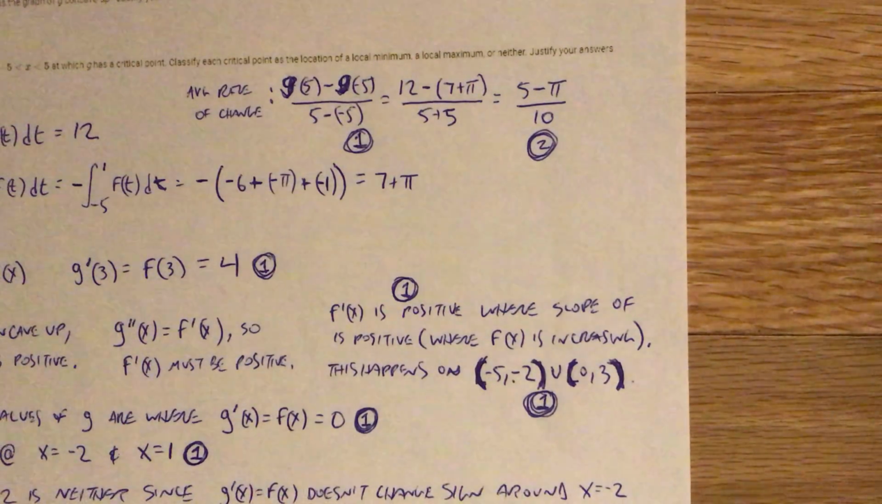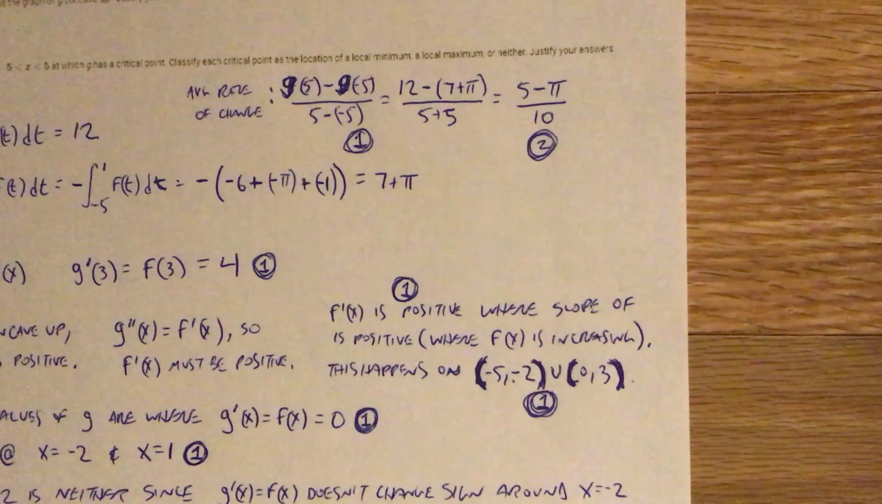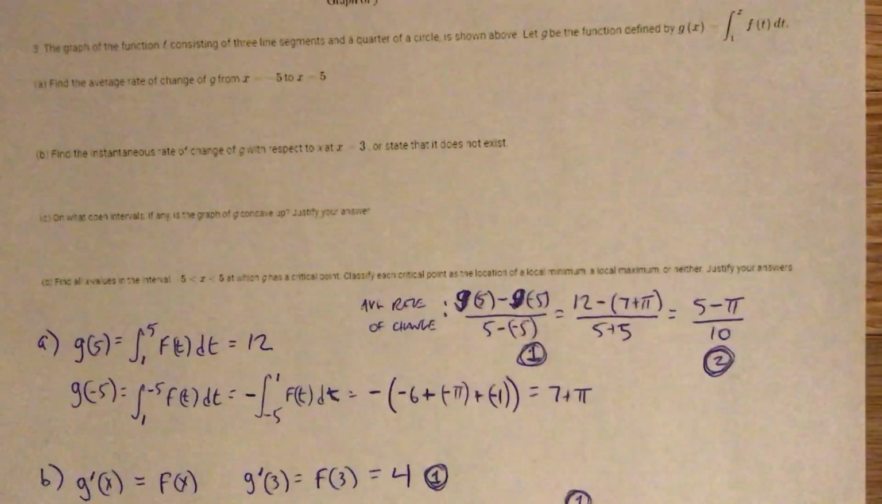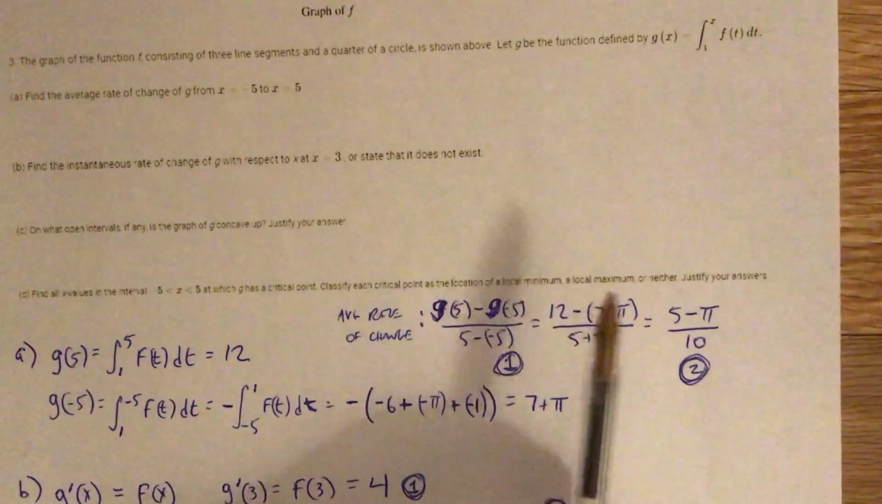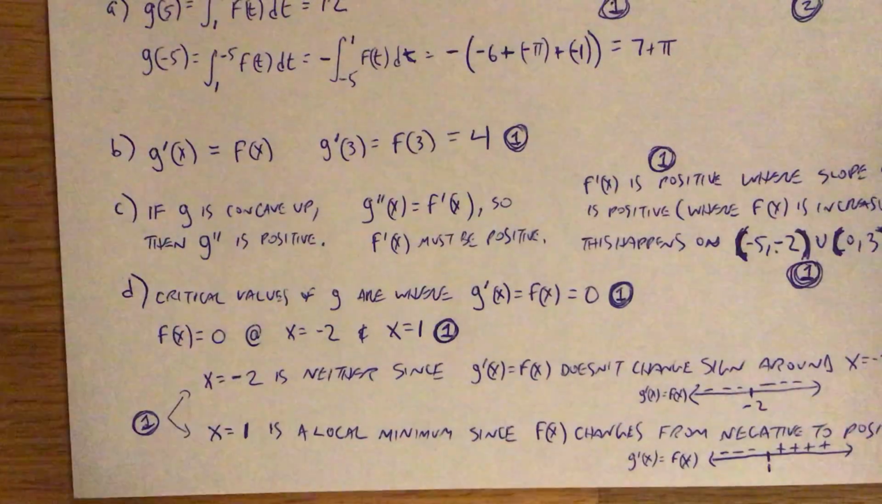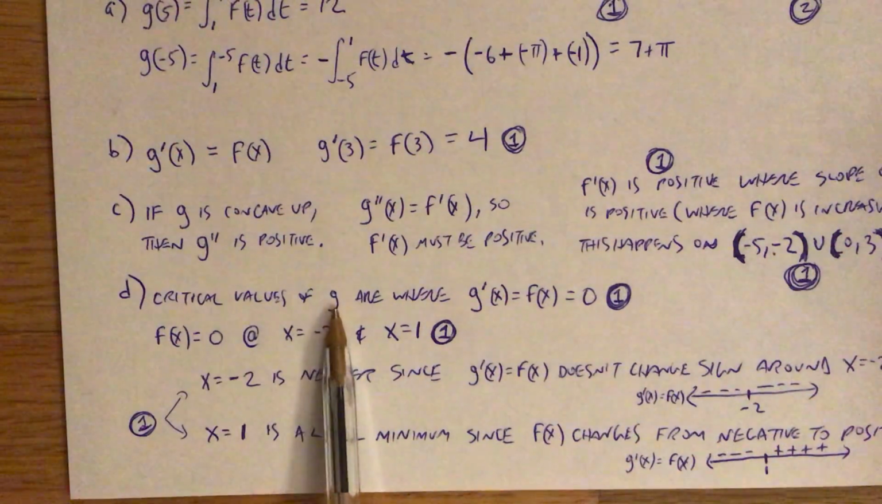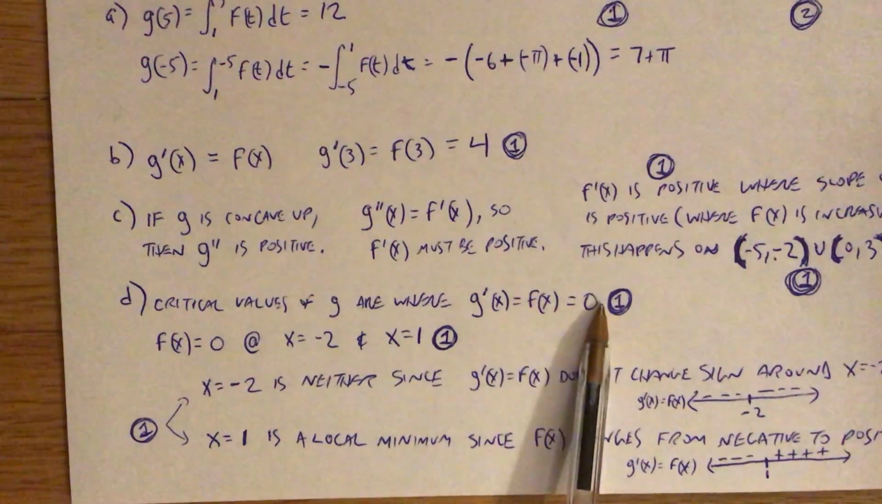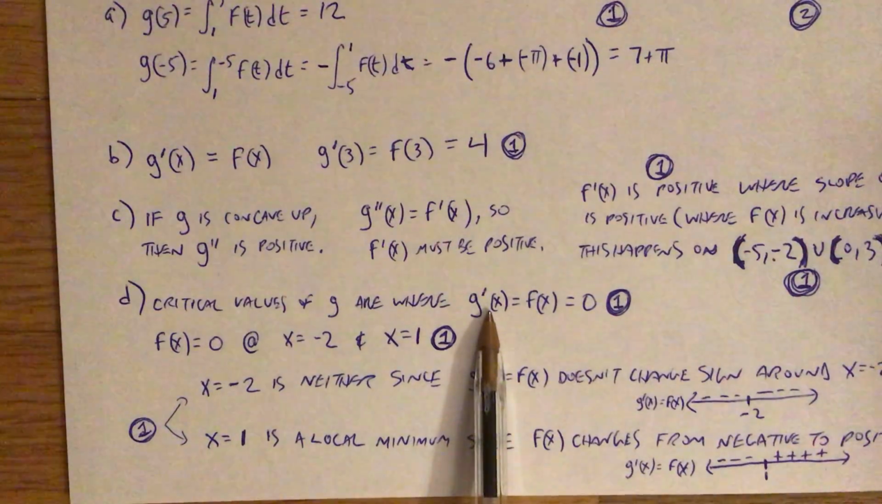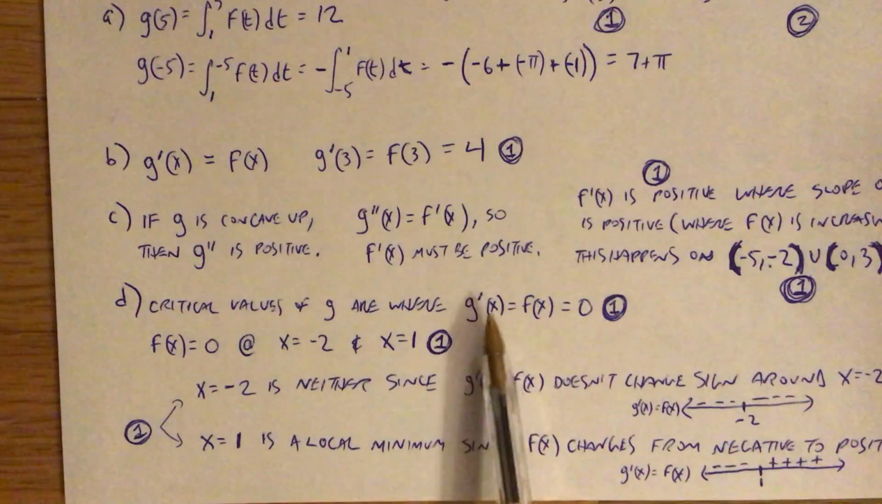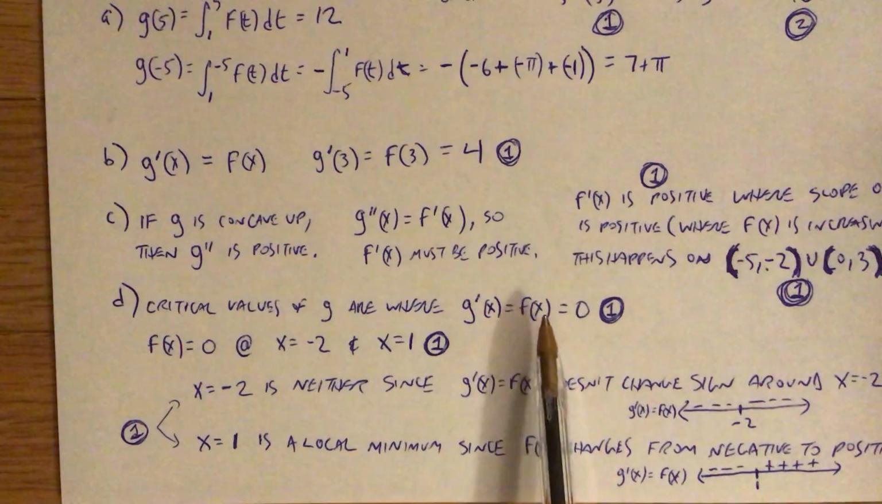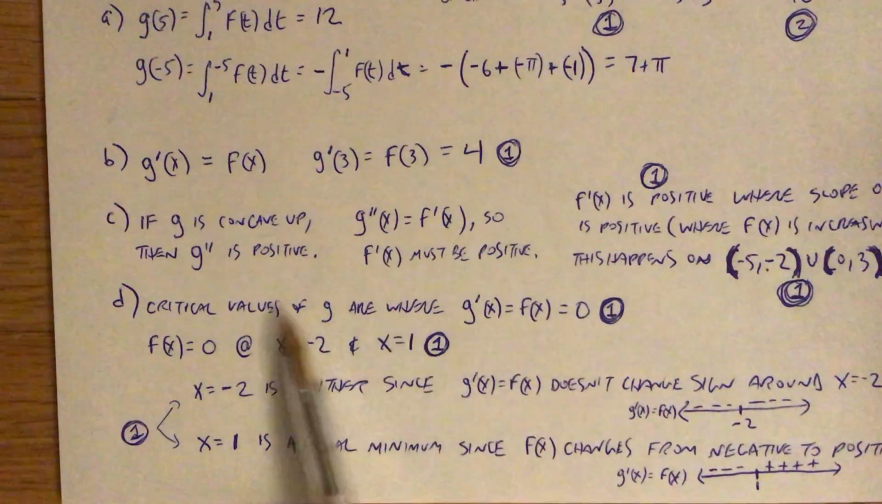All right, so what's left is part D. Part D wants critical points and what those critical points are. So how do we find critical points? Well, I mentioned earlier, critical points of a function are where its derivative is 0. The derivative of g of x, so g prime of x, is f of x. Remember, we did that before. We just need to know where f of x is 0 to know where the critical values are.